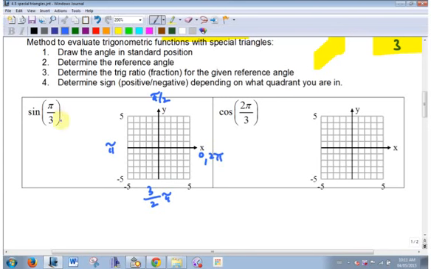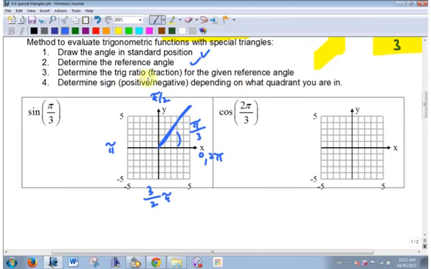Well, if you got it memorized already, how many degrees is that? 60. Or that's a third of the way from here to there. Right? That's a whole pi, one-third pi, two-thirds pi, whatever way you want to do it. But you should put that into your head. So, draw the angle in standard position. Check. Determine the reference angle. What is that reference angle? Well, it's easy when it's in the first quadrant, right? It's just whatever they're given there.